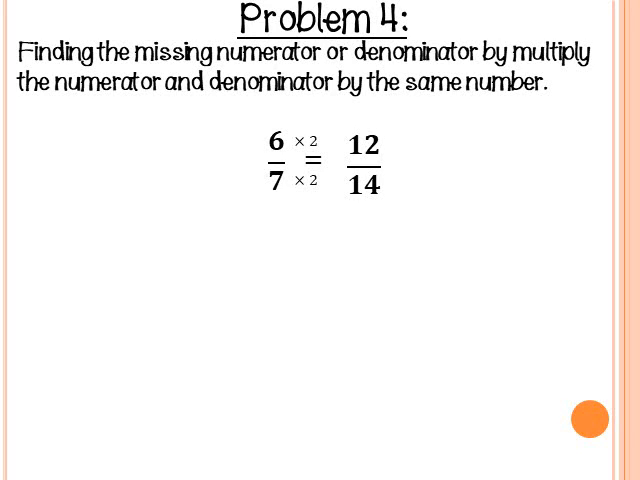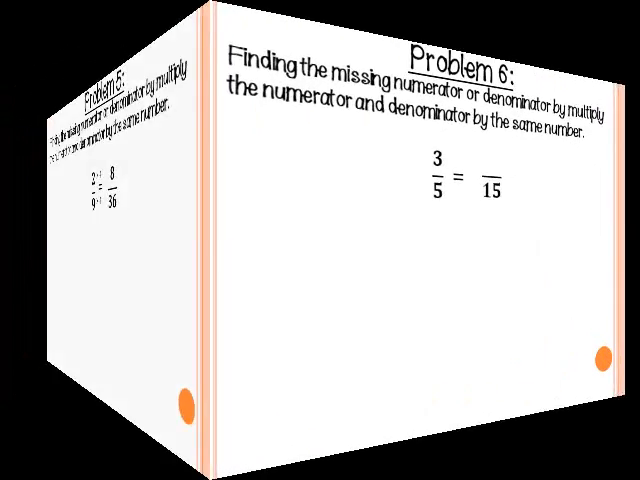Let's try problem number 5. In problem number 5, you have 2/9 equals 8 over something. 2 times what gives you 8? 2 times 4 gives you 8. So if you multiplied your numerator by 4, you're going to multiply your denominator by 4, and 9 times 4 gives you 36. Let's try problem number 6.